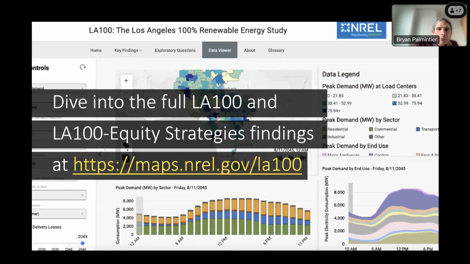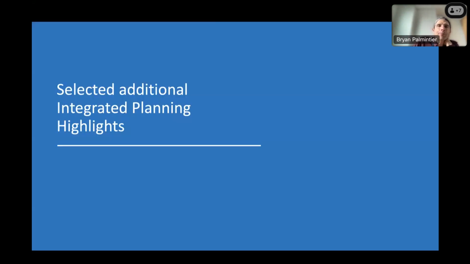In addition to the more technical original LA100 study, we also recently, about a year ago, completed an equity strategies follow-on, thinking about making sure that disadvantaged communities and all Angelenos are able to participate in this transition towards a cleaner future for the city. But we wanted to not stop with LA100, because there's been a lot of efforts and learnings as a result of that that seem relevant to share with this audience too.